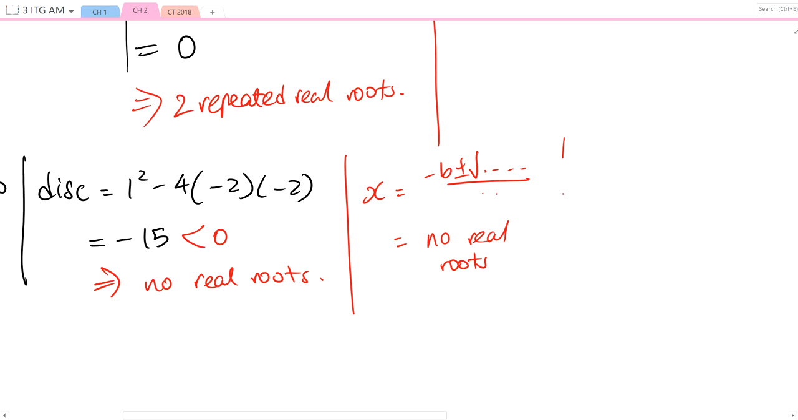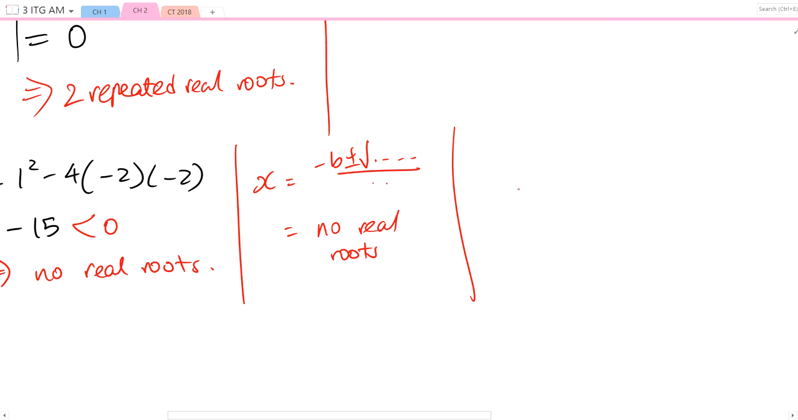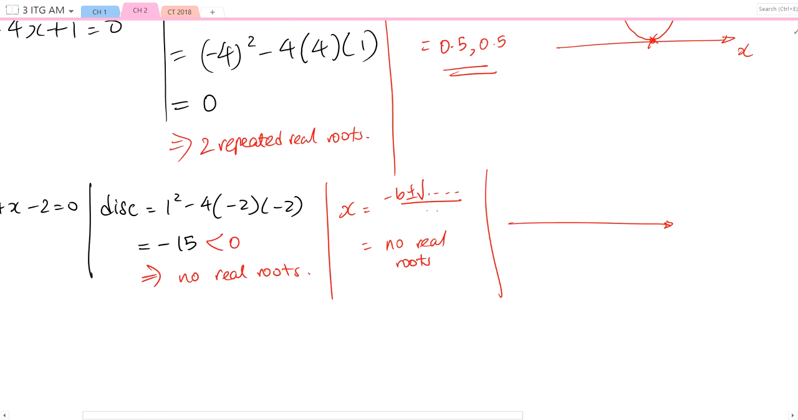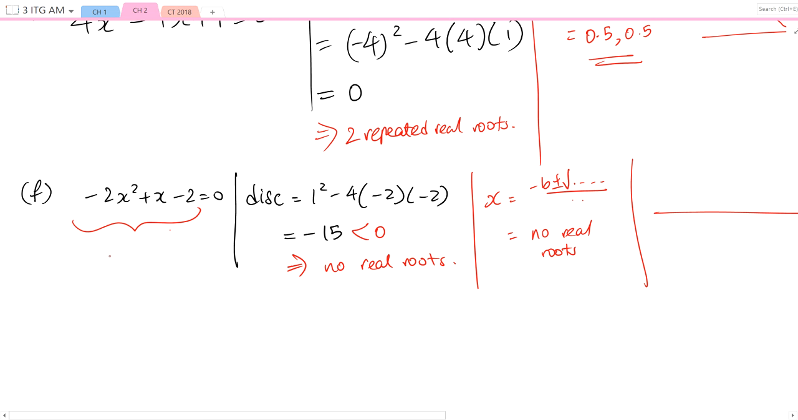What this means is that it does not cut my x-axis. Okay, why am I referring to the x-axis? Because this being my y equals, and this being my y equals 0. Y equals 0 is my x-axis. So I am solving simultaneous equations of y equals negative 2x squared plus x minus 2, as well as y equals 0 at the same time. So there is no solution. They don't intersect at all.